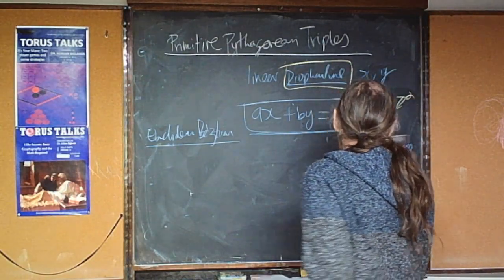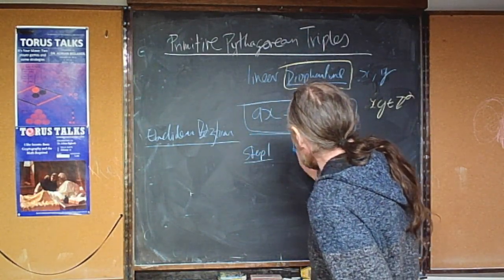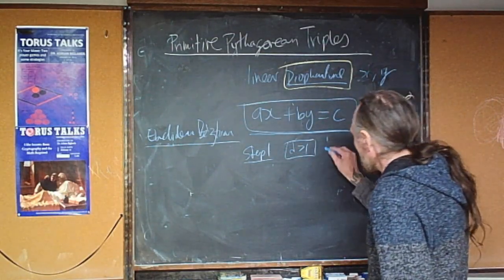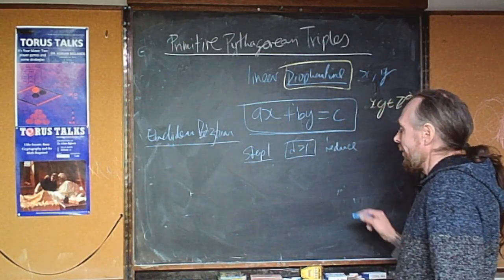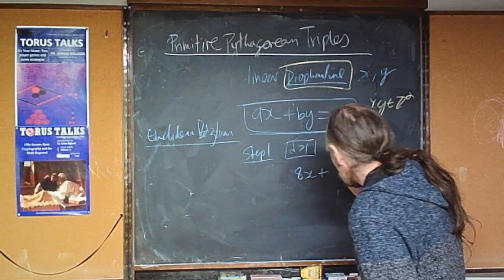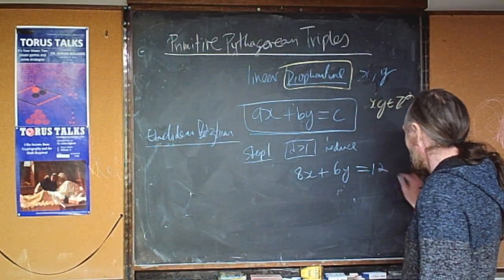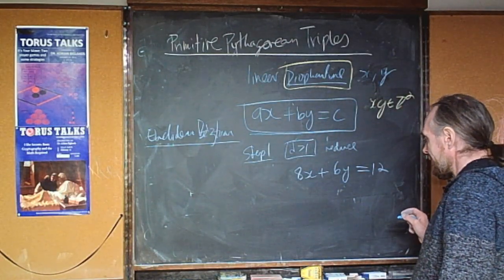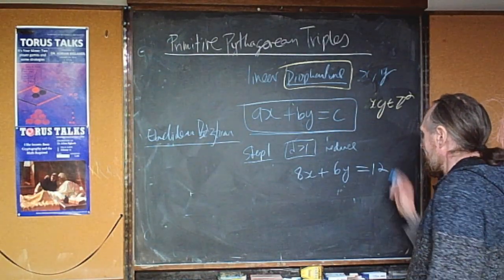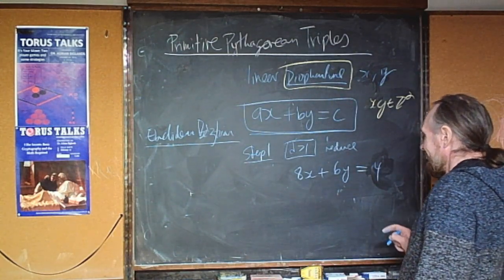And so let's assume that we have solutions. So step 1 is if D is larger than 1, what we're going to do is reduce the equation. Why would I want to reduce this? So if I have 8x plus 6y equals 12, I should have done this simpler. And I don't reduce it, equals 4. That didn't help me any.